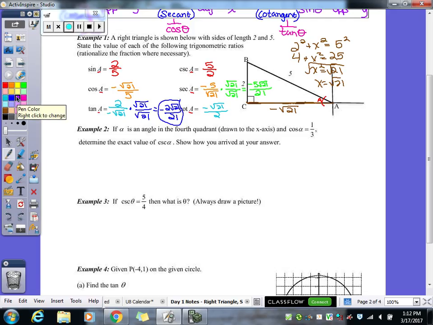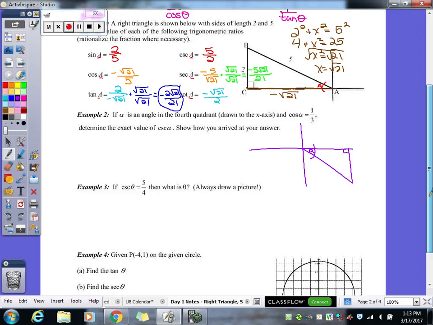All right, so let's take a look at our second one. Angle A is an angle in the fourth quadrant drawn to the x-axis, and cosine of A is 1/3. Determine the exact value of cosecant A. Show how you arrived at your answer. All right, so first thing I'm going to do is draw myself a little picture. Quadrant 4. They told me the angle was in quadrant 4 drawn to the x-axis, so that means it's right up there next to the x-axis.